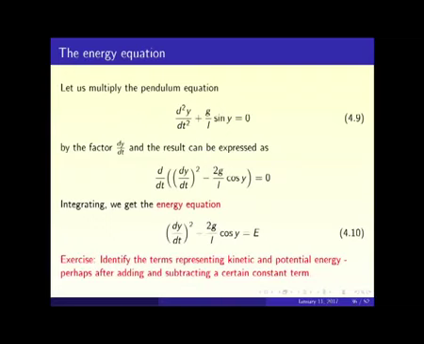You might have to multiply it by some constant. You might have to add a certain constant, the reference potential, but essentially equation 4.10 spells out the law of conservation of energy, and we are going to refer to equation 4.10 as the energy equation. We are going to call it the energy equation.